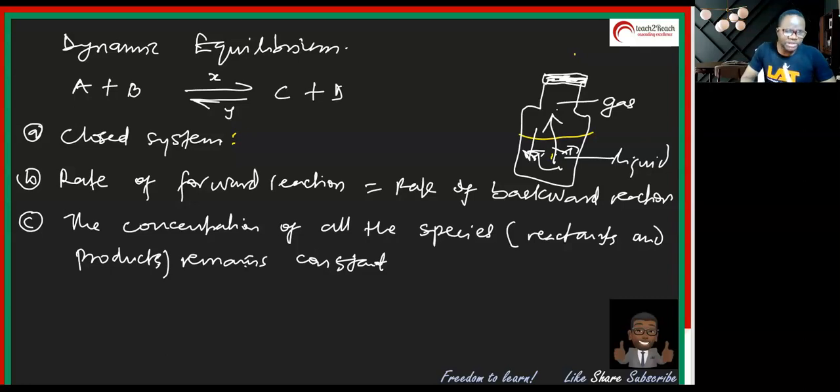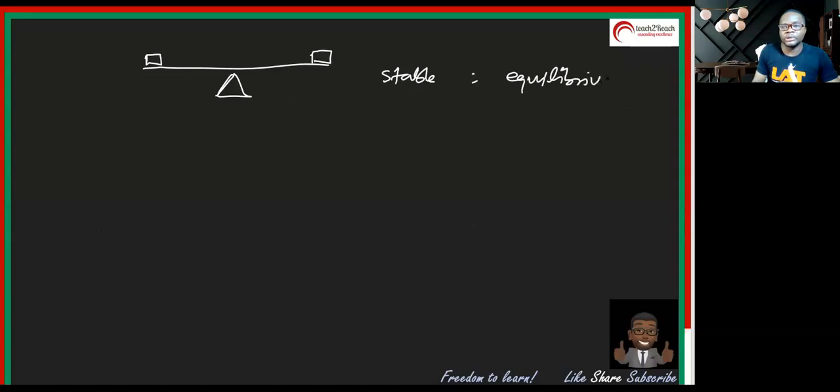Now, the question is this: if something is at equilibrium, let's say, for example, you have a seesaw like this. Here I have one block, and on this other side, I have one block. Now this system is stable, so we say it is at equilibrium, like you have your moment in physics. So let's assume this is my reactant on this side, and here I have my product. They are balanced, so we say the system is at equilibrium.